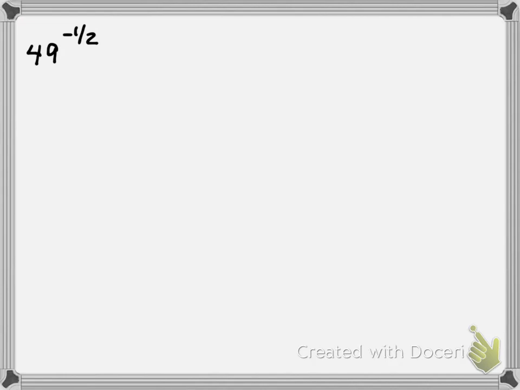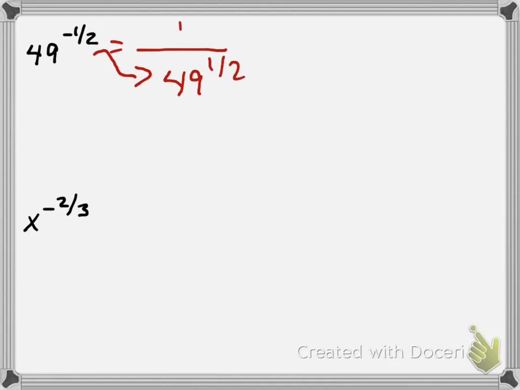Now we're going to add another little wrinkle. 49 to the negative 1/2. Let's try to remember how we dealt with negative exponents. Does anybody remember? Put it on the bottom. Remember, we had upset children, and so we moved them to the basement. So we're going to do the same thing here. So 49 to the negative 1/2 is going to move to the basement and become 49 to the positive 1/2.